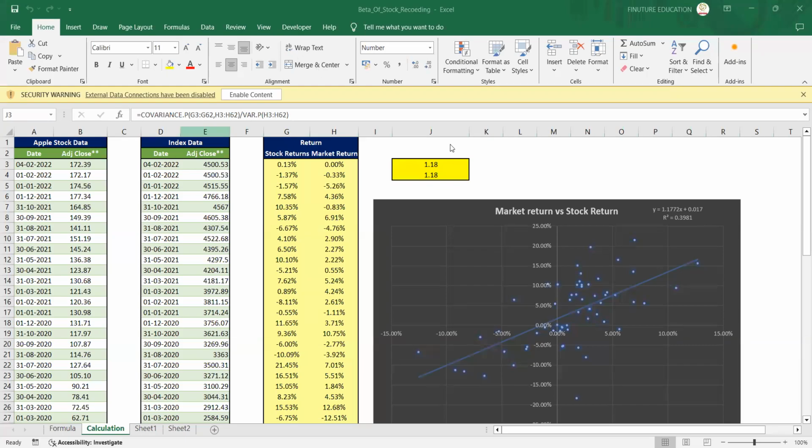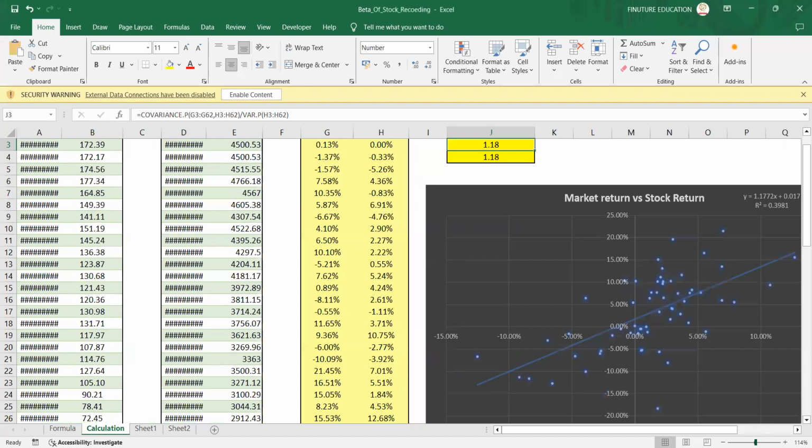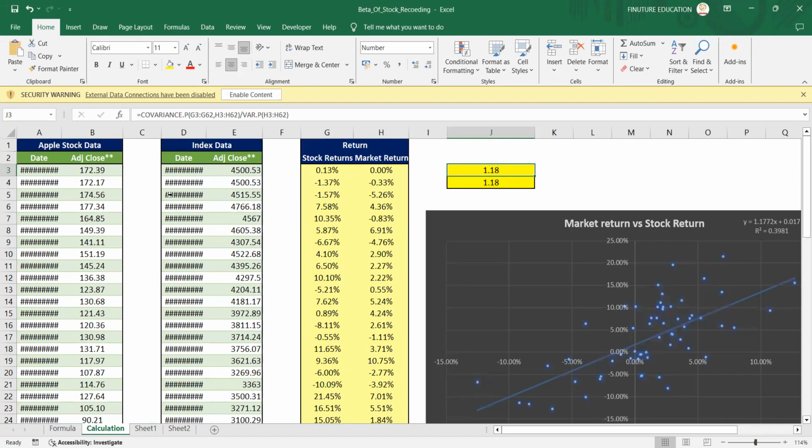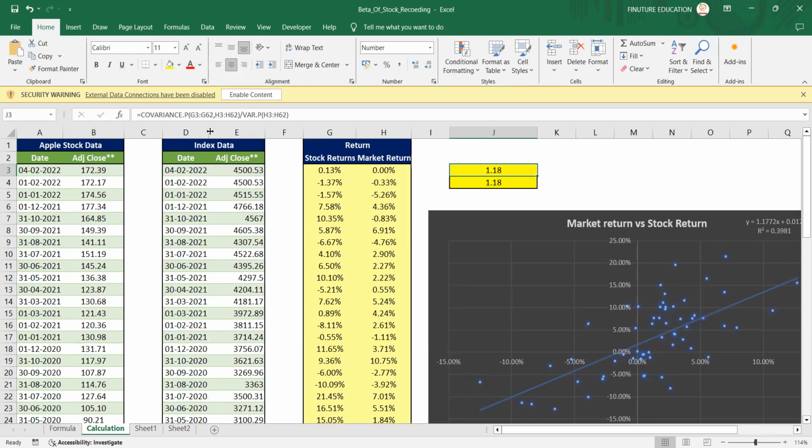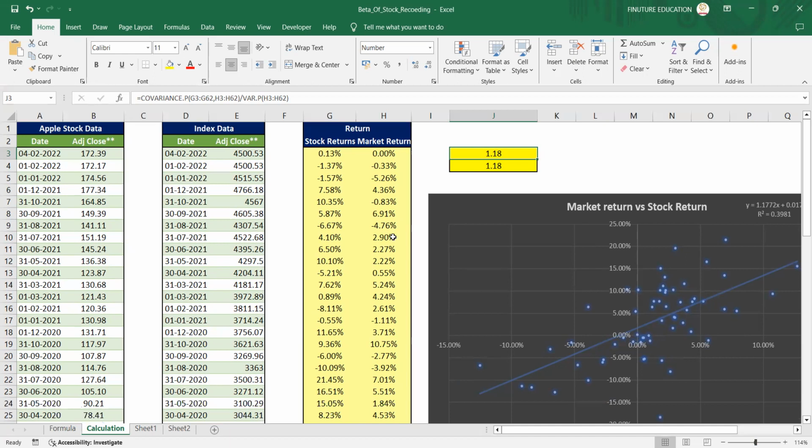Do you see my screen? Yeah, but can you please enlarge the screen a little bit? Sure. Are you able to see now? Yes. Okay. Sorry, we got disconnected.